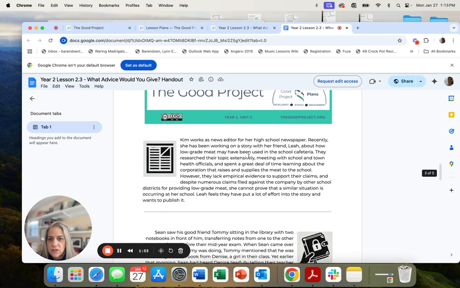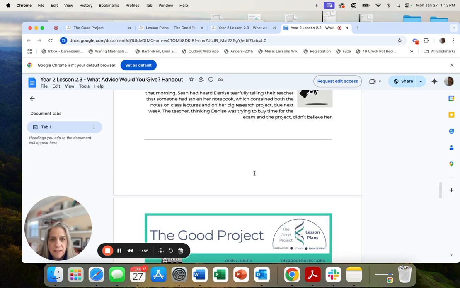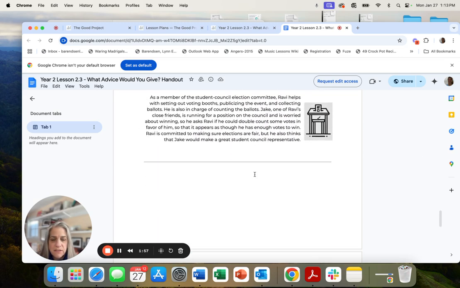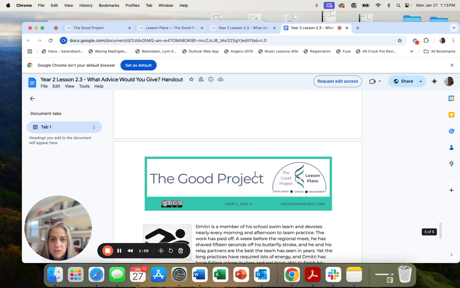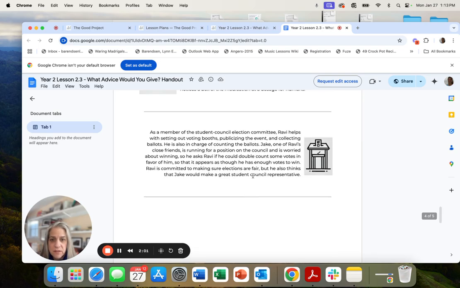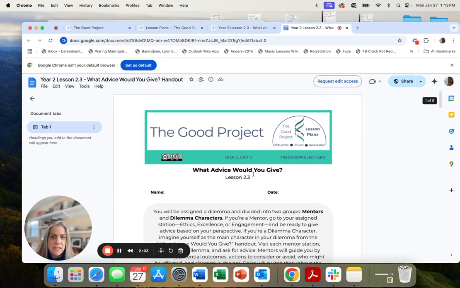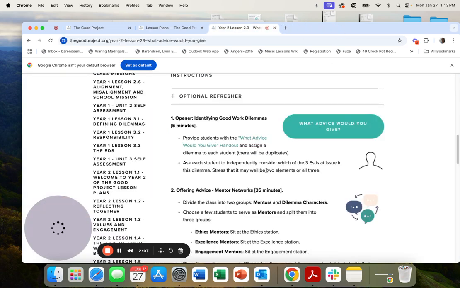These are just short descriptions of dilemmas that individuals are involved in, and the students will take on the perspective of one of these dilemmas. I think there are 9 in total. So this is the handout. Ask each student to think about which of the 3 E's, excellence, ethics, or engagement, is at issue in the dilemma. You can remind them that it may well be 2 elements or maybe all 3, depending.